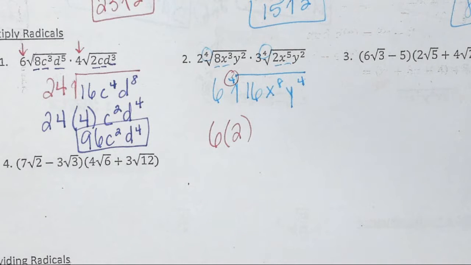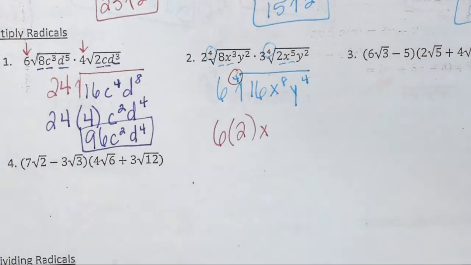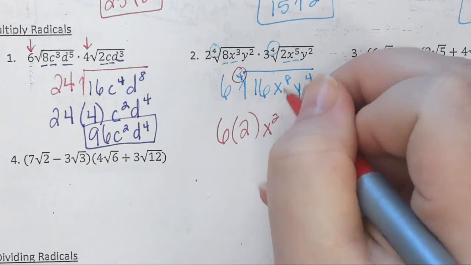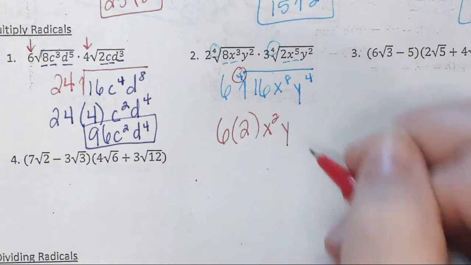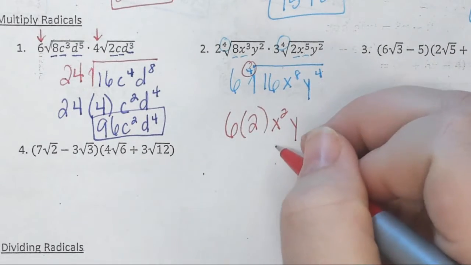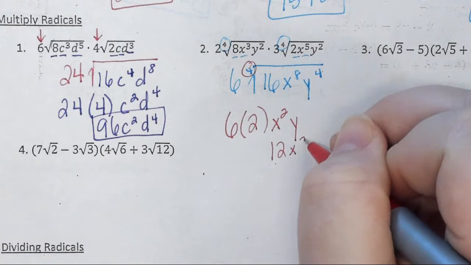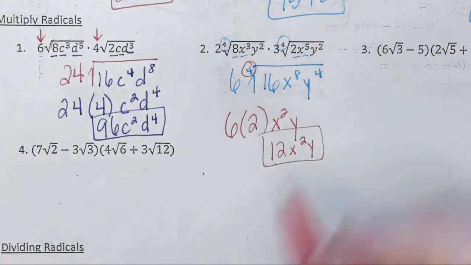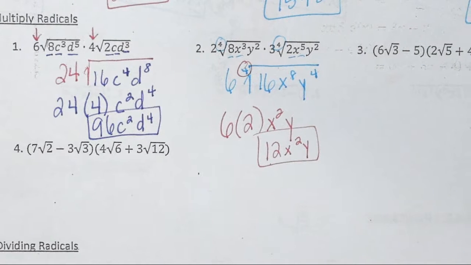Even better. And then x to the second, because 8 divided by 4 is 2. And then y to the, and I'm not going to write 1 because we understand that. So my answer is 12x squared y. So we did need what we did yesterday in order to figure out the entire answer.